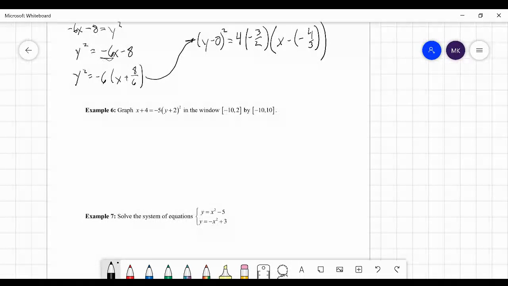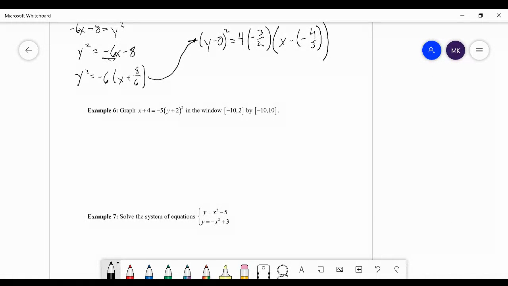Now, let's graph this in a window, negative 10 to 2 by negative 10 to 10. I am going to leave this mostly for you. We're going to get to the point where we can punch it into our calculator, but then I'm going to leave it to you to actually punch it in, because this is a simple problem to do. We already did this a couple examples ago.